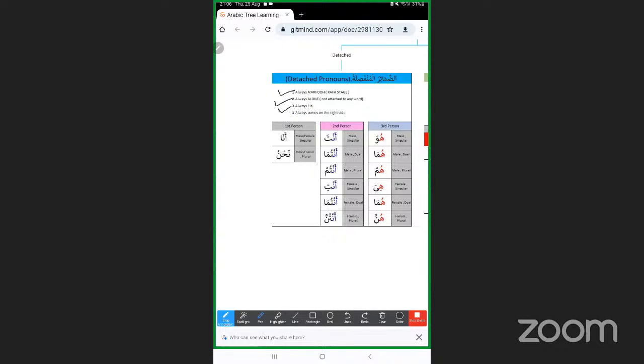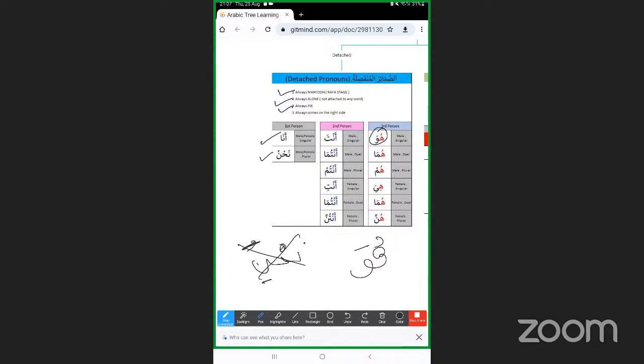They are always fixed, in the meaning that they will never change their spelling. Huwa will always remain huwa. Nahnu will always remain nahnu. It will never be nahna or nahni. It cannot be. Nahnu will always remain nahnu. Ana will always remain ana.